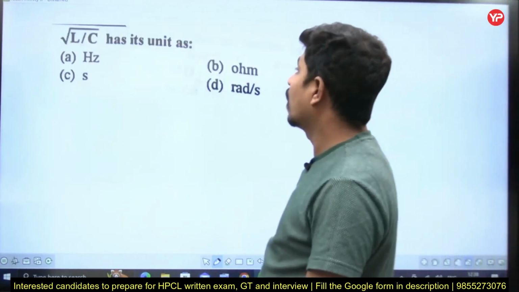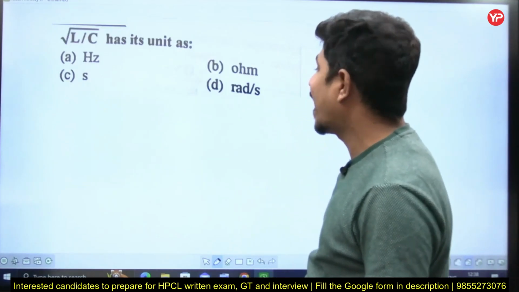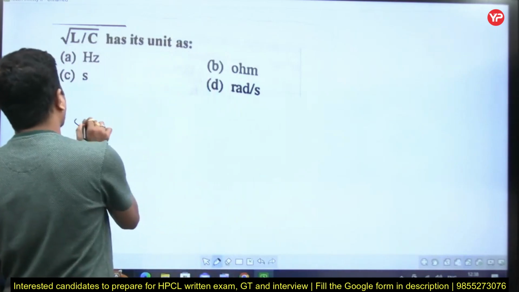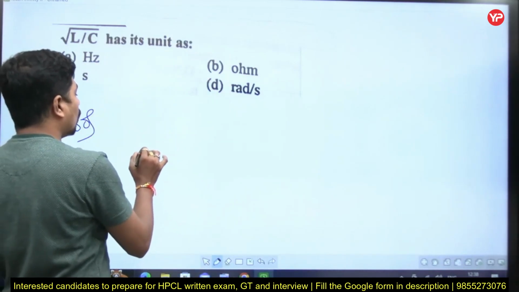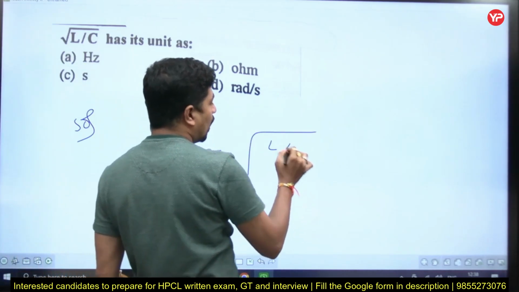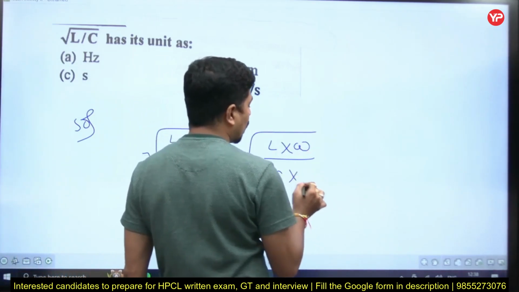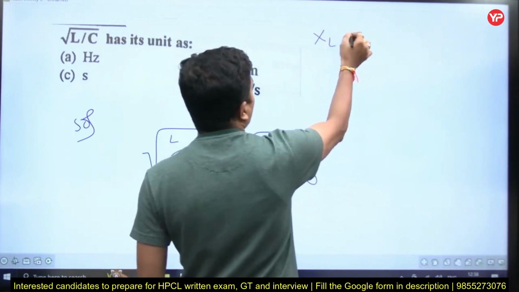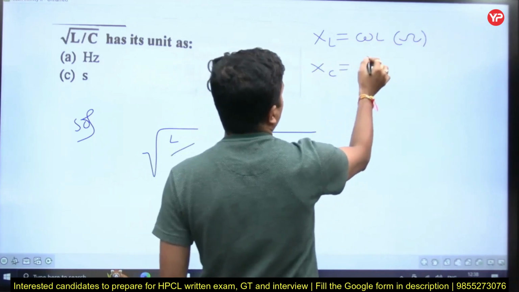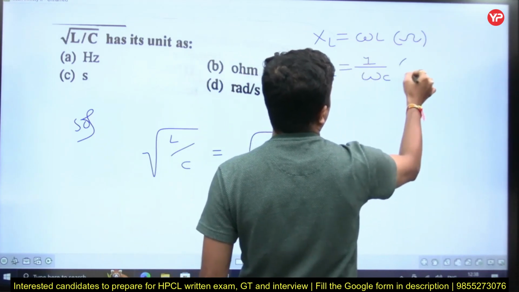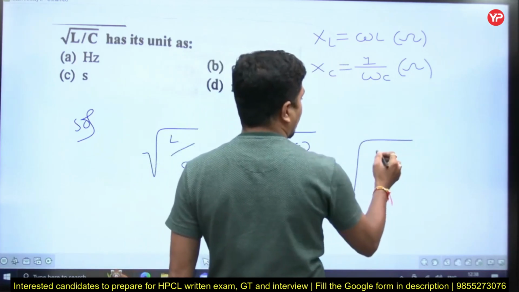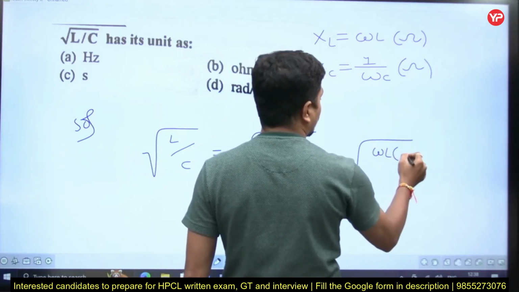The root of L by C has units as, see, I'll tell you. Let's take the root of L by C. I can write this one as root of L into omega by C into omega. You all know that inductive reactance XL is equal to omega L, units are ohms. Capacitive reactance XC is equal to 1 by omega C, its units are also ohms. Now, this one can be written as omega L, its units are ohms.